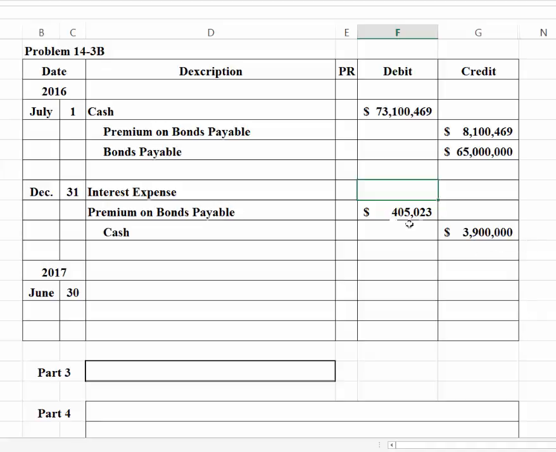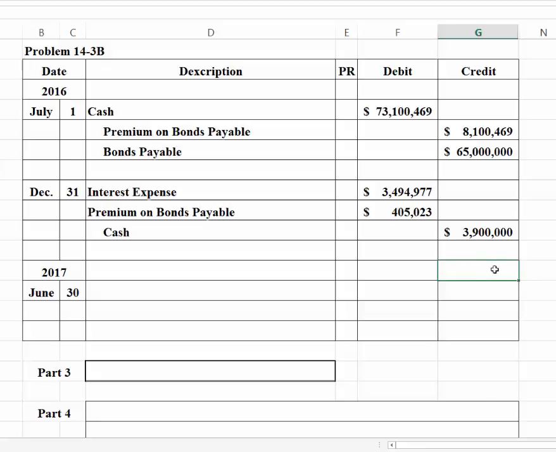To determine the amount of the interest expense, we would find the difference between the cash payment of $3.9 million and the $405,023 we are amortizing out of the premium on the bonds payable, giving us an interest expense that we would record at $3,494,977. The requirement also asked in Part 2 that B would be we record the June 30th, 2017 interest payment.